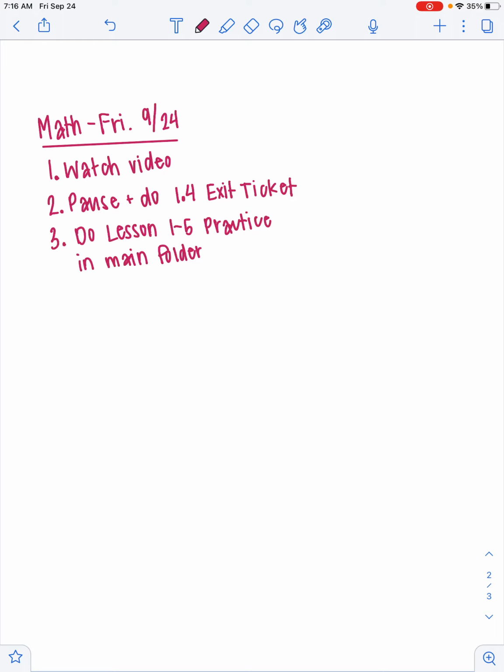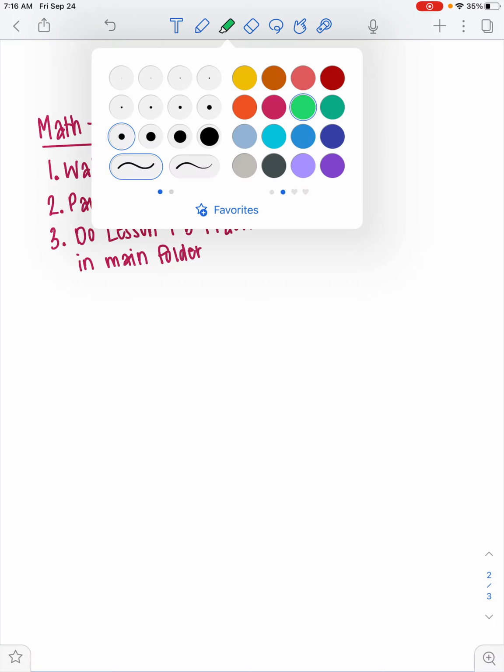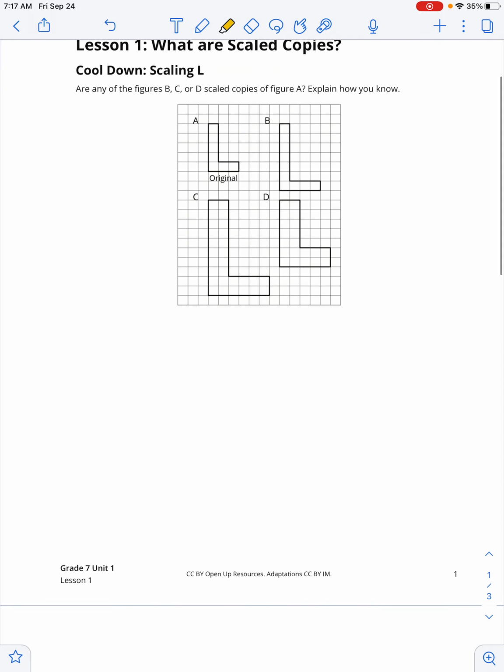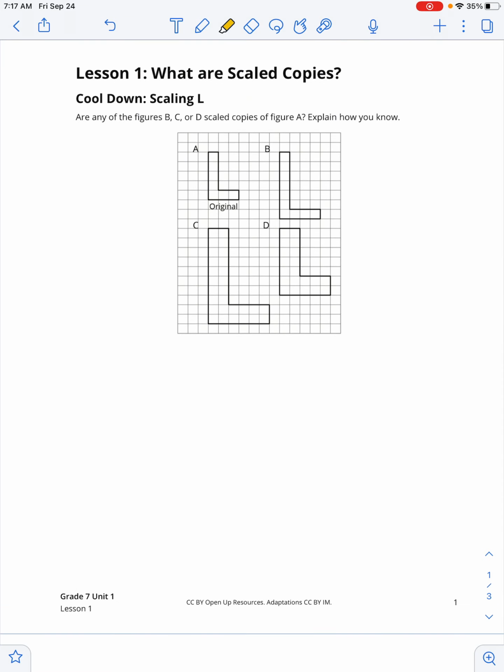Step 2 is to pause the video and go to the 1.4 exit ticket. You will do that in today's folder. And step 3 will be to do the lesson 1 to 5 practice, which is also in today's main folder. I will walk you through each of those steps in this video, but I just want you to know what's coming. So, the first thing we did in class today was we talked about the cool down from lesson 1.